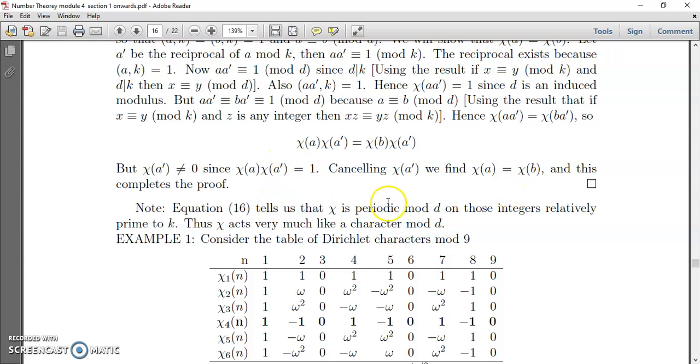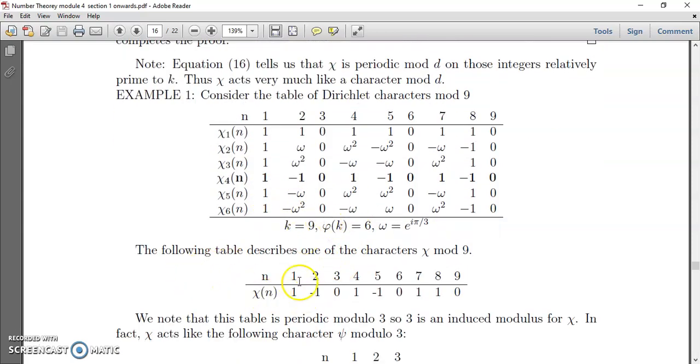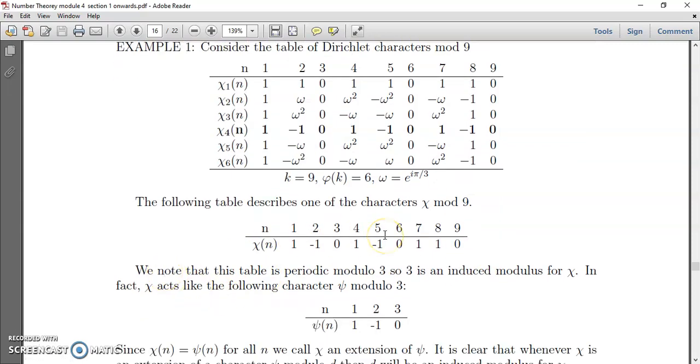Now we can illustrate that using an example. Let us consider the Dirichlet characters modulo 9. Now we will take this chi 4. If you take this chi 4 as one Dirichlet character, the following table describes one of the characters chi modulo 9. You could clearly see that this is periodic modulo 3, and so we can say that 3 is an induced modulus for chi.